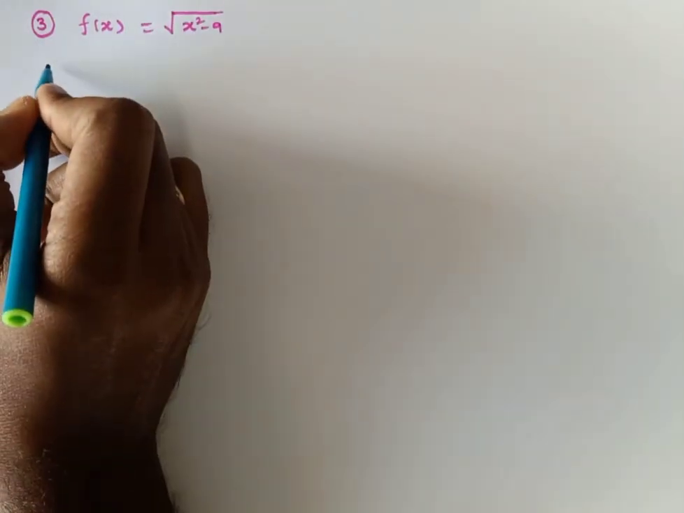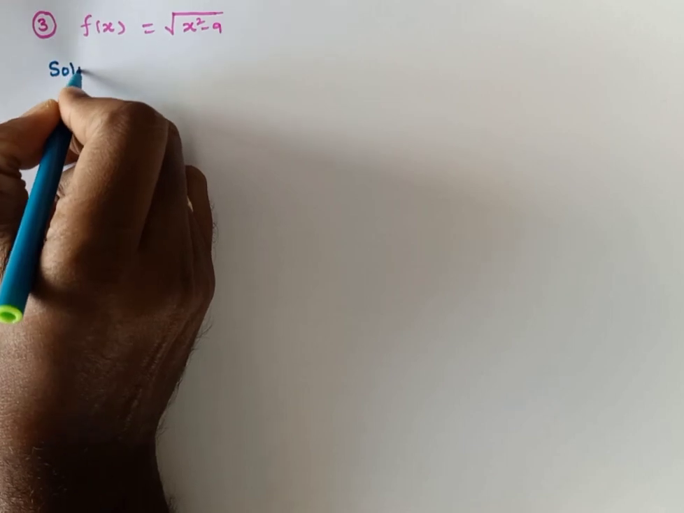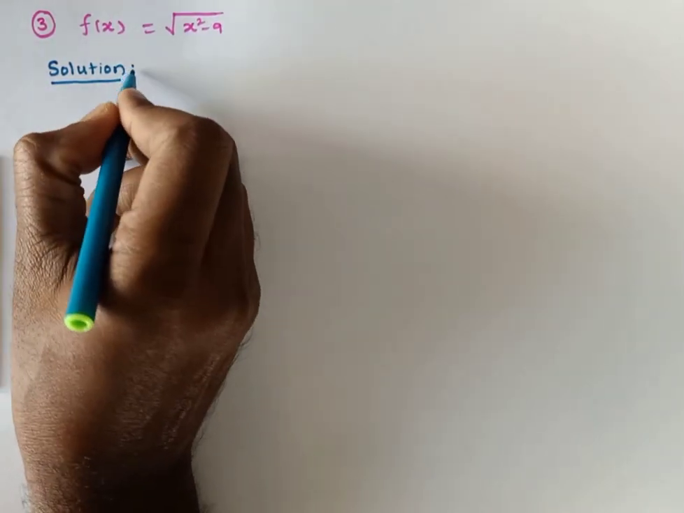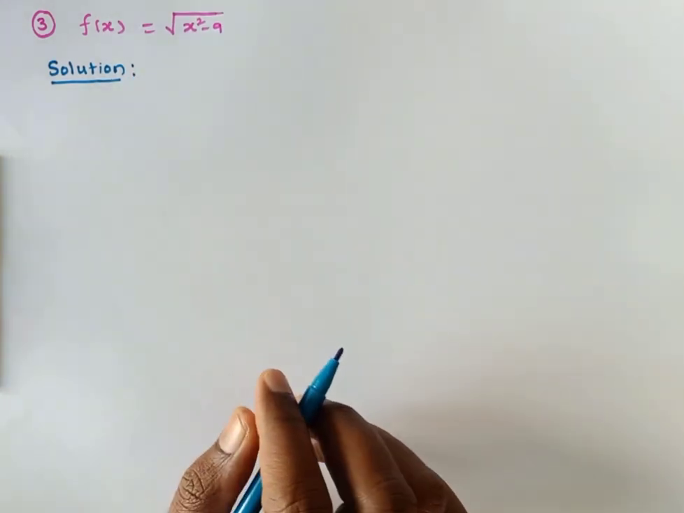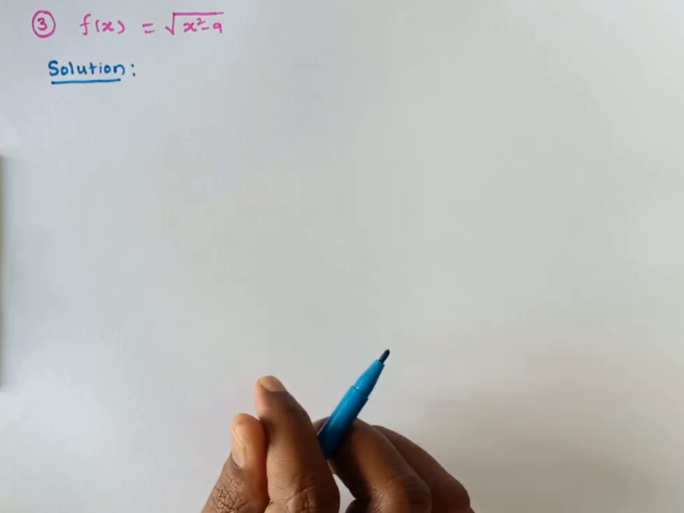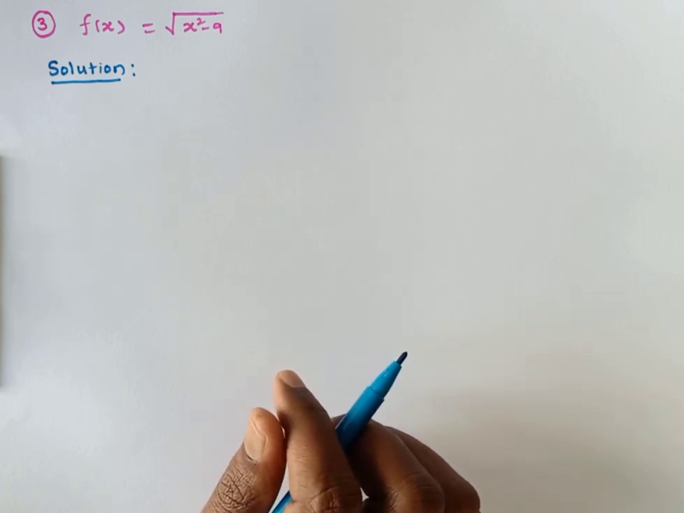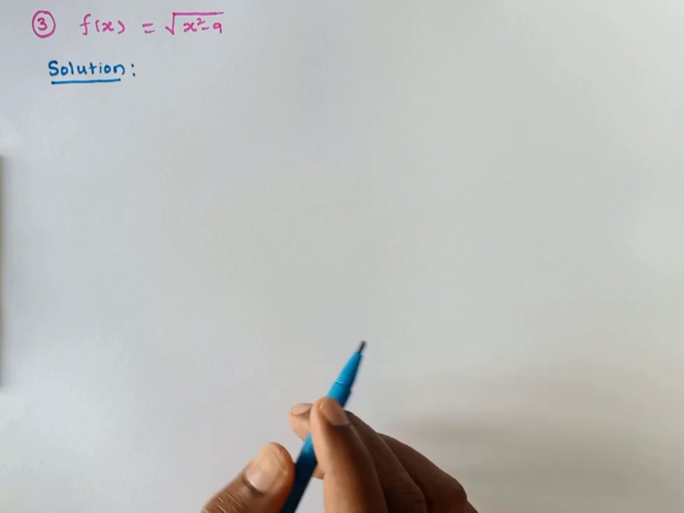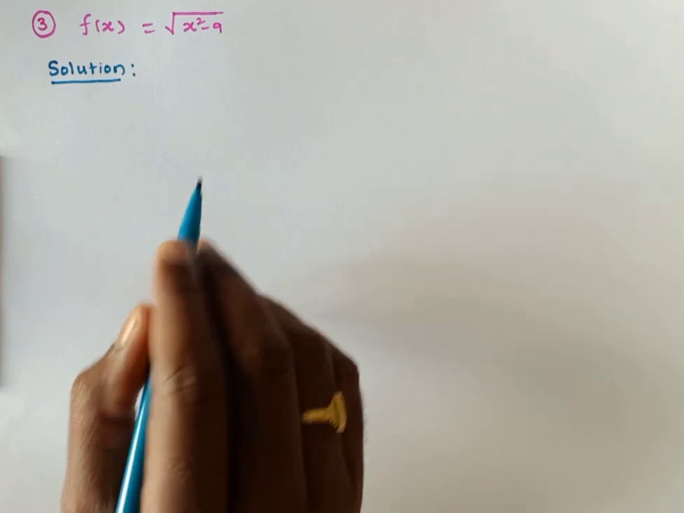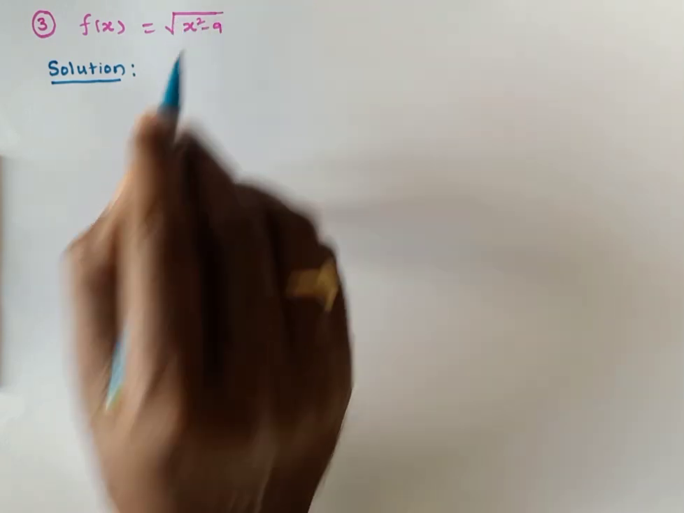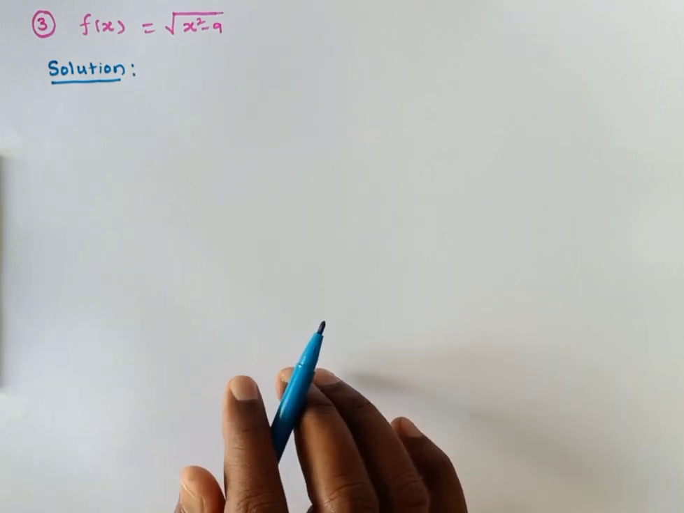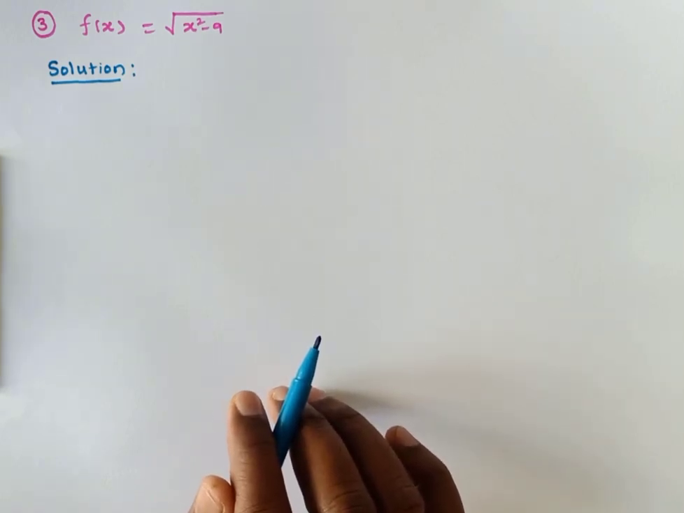Number 3, f of x is equal to square root of x square minus 9. You know the rules of square root: for the square root of some function to exist, the something should be greater than or equal to 0. If there is a root of something, then that something should always be greater than or equal to 0. So here, in the root, we have x square minus 9. The square root is defined for all positive real numbers and 0.